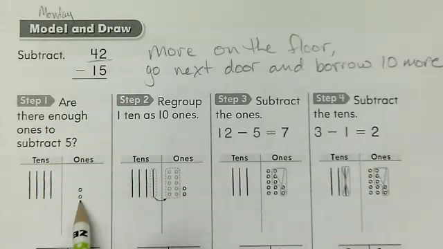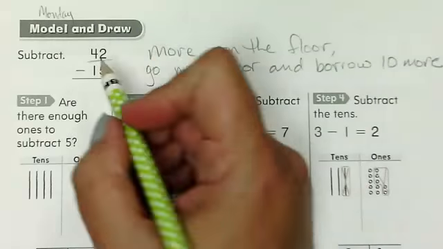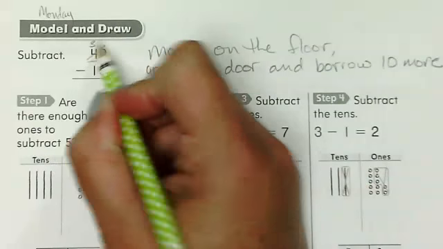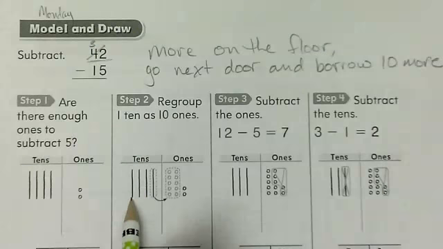Well, I only have 2 ones. Can I subtract 5 from that? No. That means that I need to borrow or regroup my numbers. So I'm going to go next door and borrow 10 more, which means that I'm taking one of my 10s and I'm turning it into 10 ones. Okay? Does that make sense?